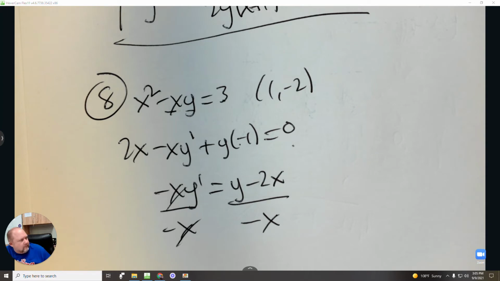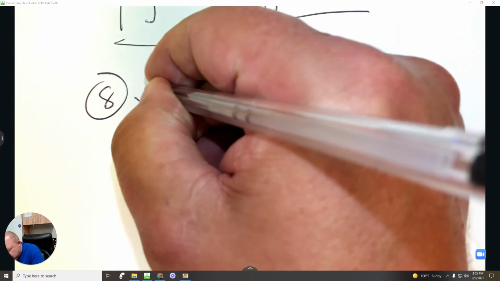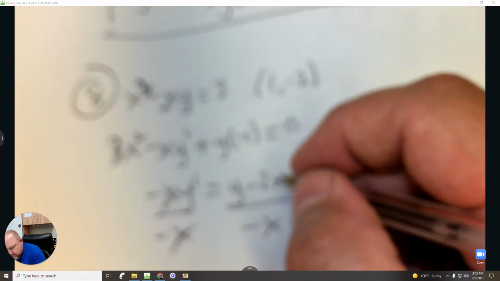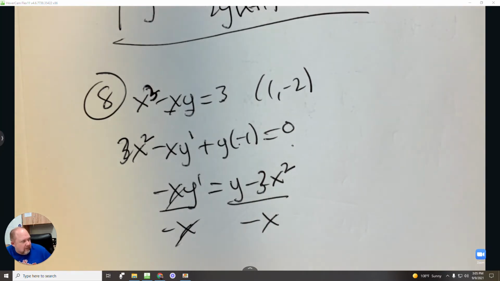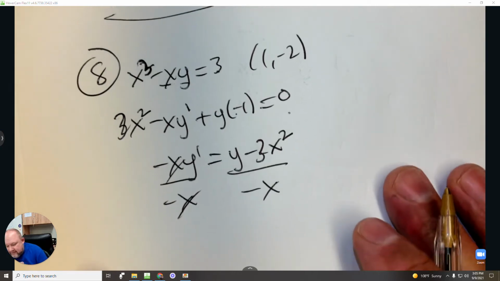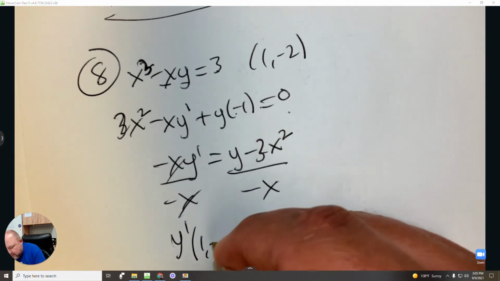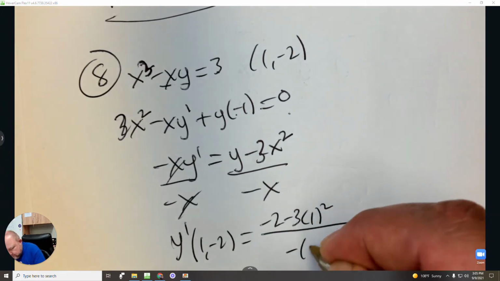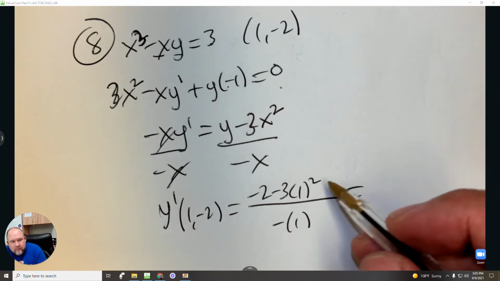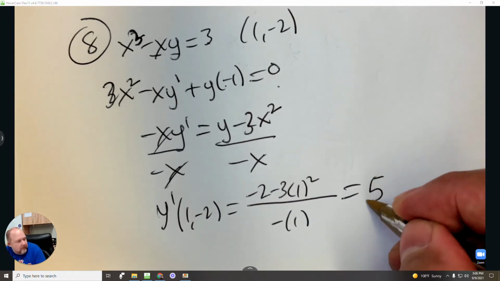Did I do something wrong? I did do something wrong. This should be x cubed. So it's y minus 3x squared when you take the derivative, all over negative x. And then take the derivative at 1, negative 2. And this is negative 5 divided by negative 1, or 5.